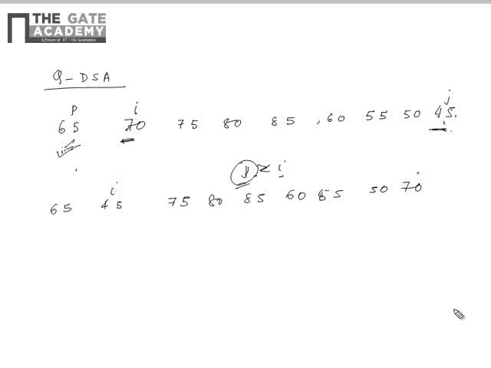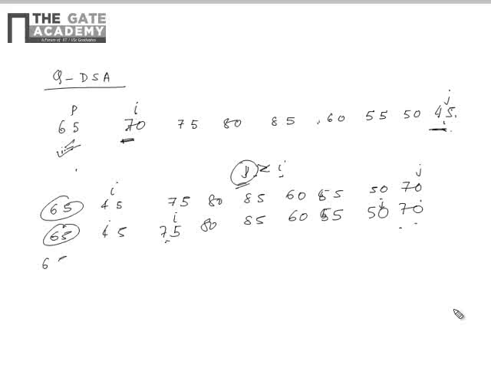Now the condition is satisfied: this is smaller, this is greater. Now we can increment I, so I will be pointing here, and j will decrement, so j will point here. Again this condition is not satisfied, so we do the same thing and swap these two. The 50 will come here, 75 will come here, and the remaining part will be the same: 60, 55 and 70.